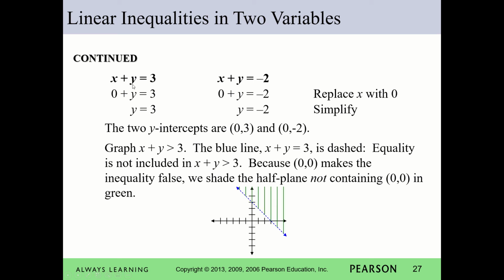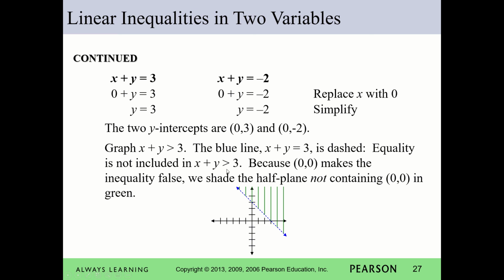Right? Look at this first one here. Because 0 plus 0 is greater than 3. Is that true? No, it's not. So the point 0, 0 does not satisfy this first line. So we graph everything above it. Now we look at the second one.